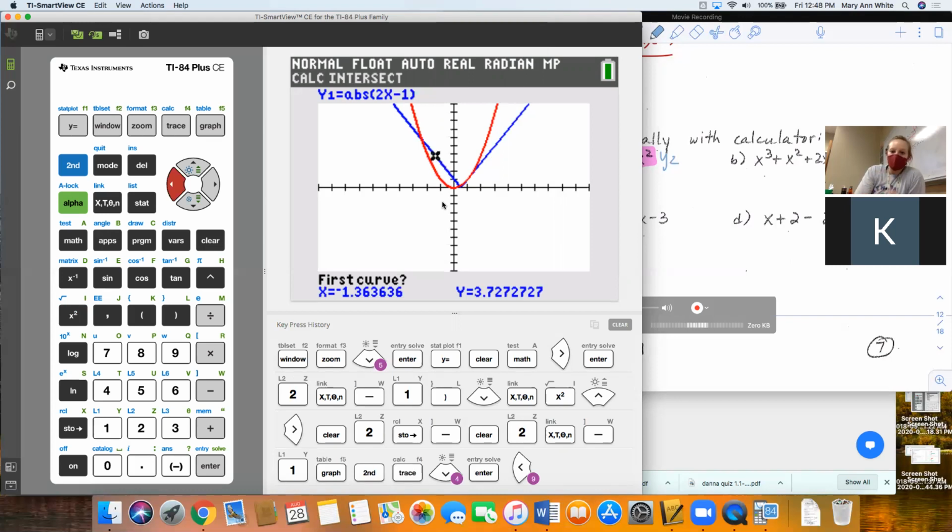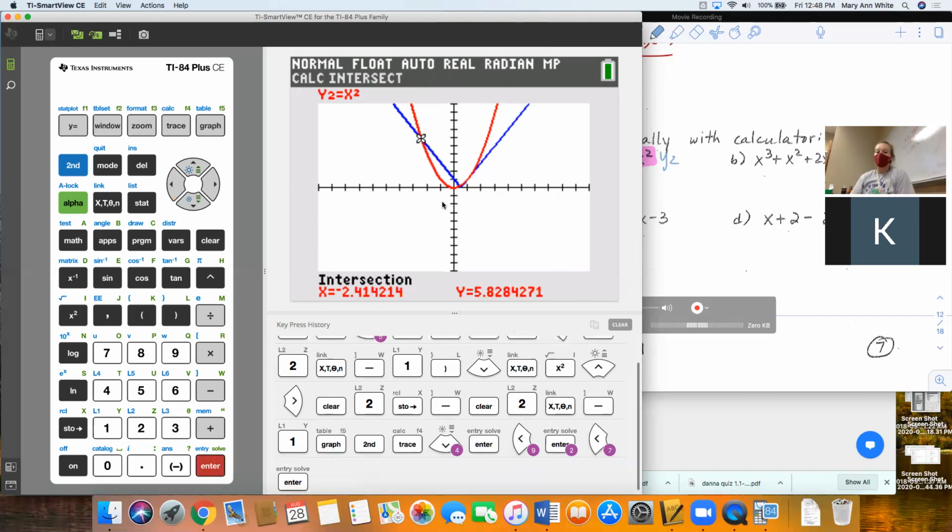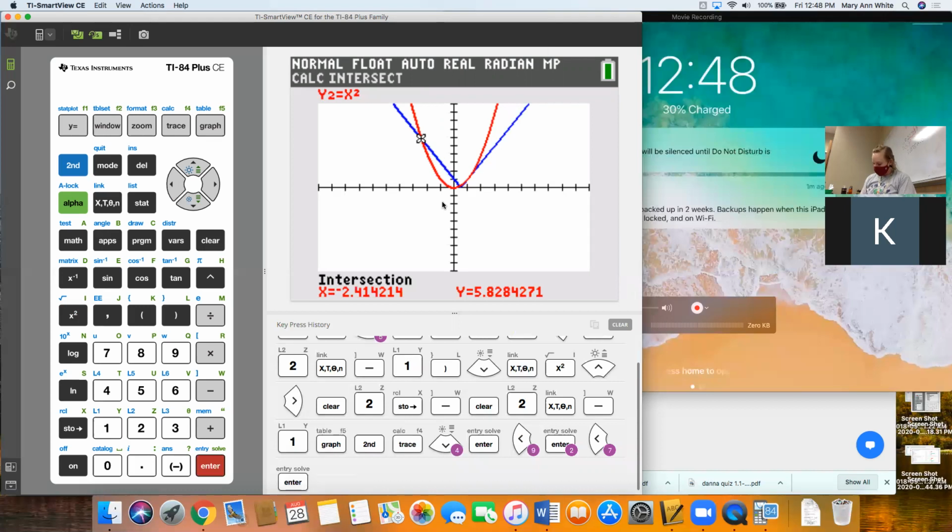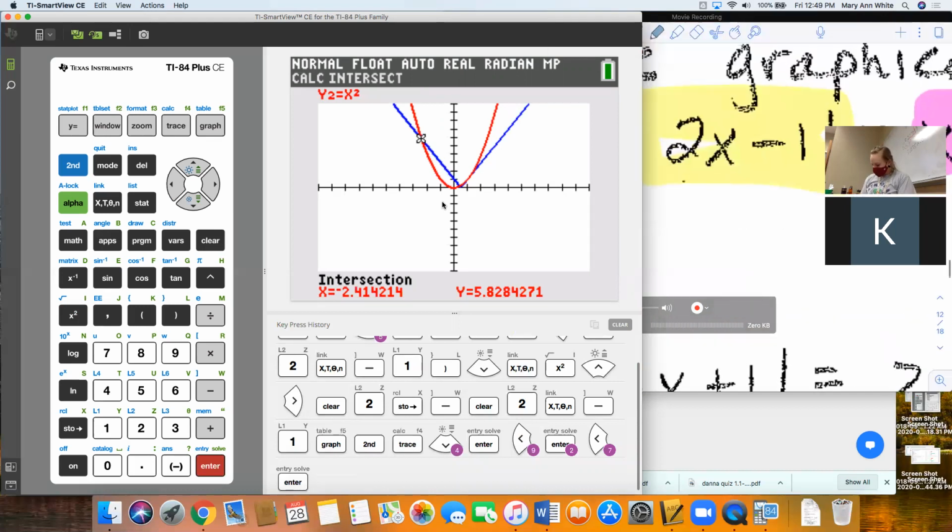And that says first curve, so I'm on the blue curve. Okay, enter. My cursor jumps to the other curve, which is the red curve. So that is the second curve. And then it says guess and you can just press enter. Sometimes I get just a little bit closer to where they intersect. I don't know if that helps or if that was just how we did it on the old calculators. So it intersects at x equals negative 2.41. I'm going to write x equals negative 2.41.